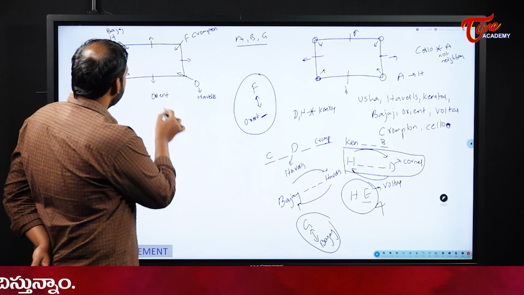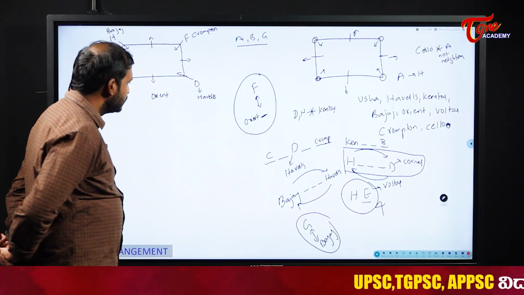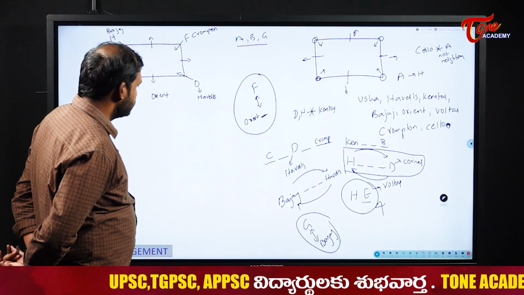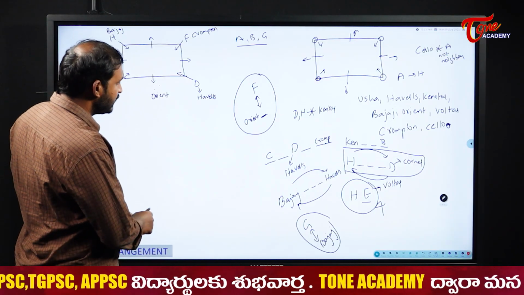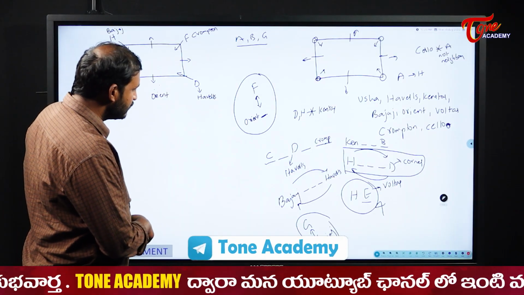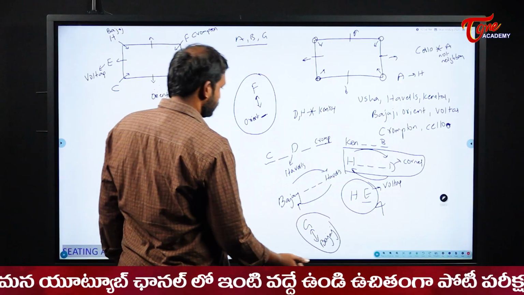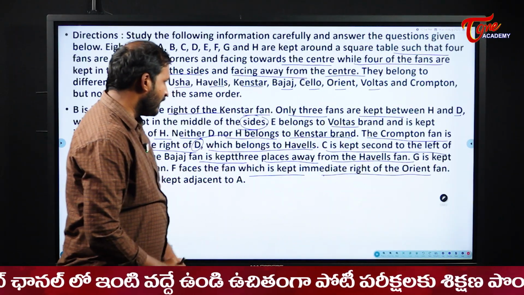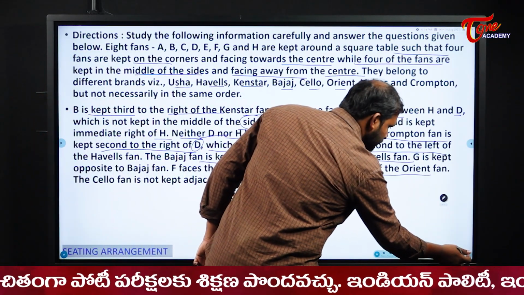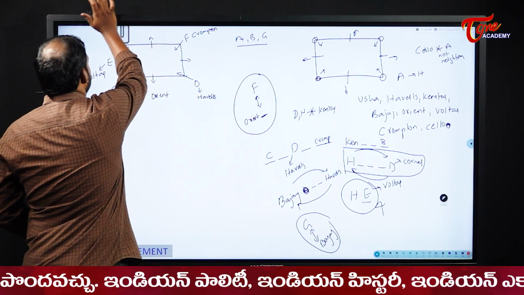H belongs to Bajaj. Bajaj's opposite is G, right? But that is wrong here, so I cannot place that one here. Between Havells and Bajaj, I cannot take H as Bajaj. Once again, Bajaj and Havells. What is the logic they told us here? One second. Bajaj is kept three places away from Havells. Sorry, here there are only two persons between Bajaj and Havells. So this is wrong. This is H only.